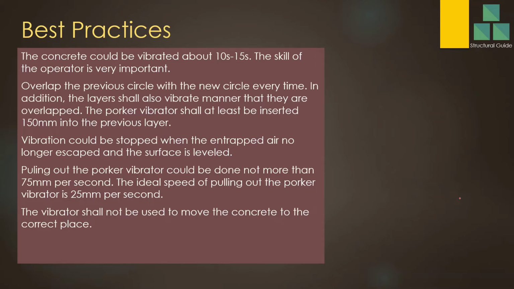Pulling out the poker vibrator should be done at not more than 75 millimeters per second. This is very important. If you pull it out faster, there will be issues. The ideal rate of pulling out the poker vibrator is 25 millimeters per second. That also we have to keep in mind.